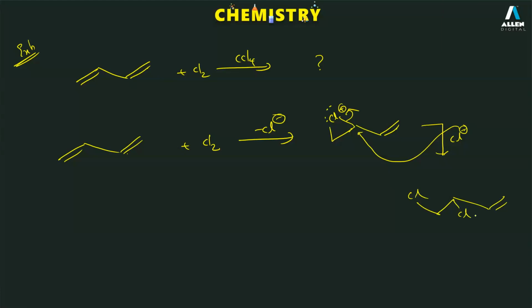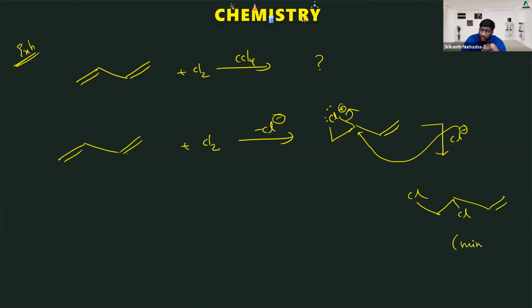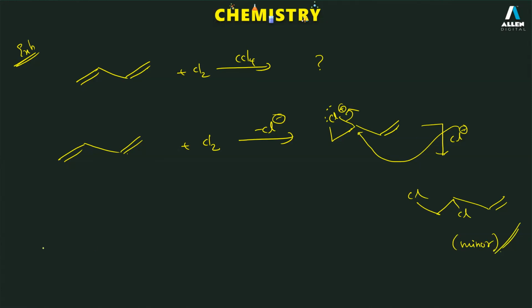Yes, sir. Yes or no, all of you? Yes, sir. This is the minor product. Okay. Why? What happened? Because the first step is the same.